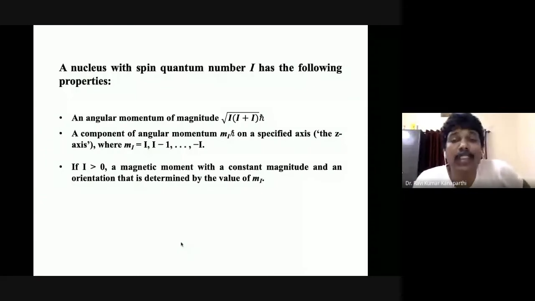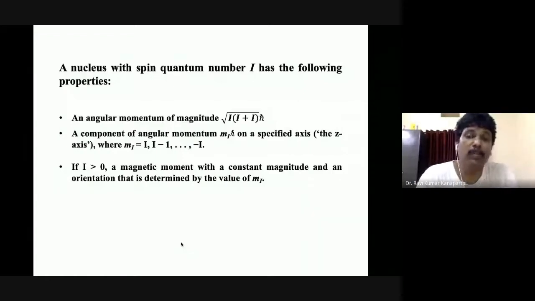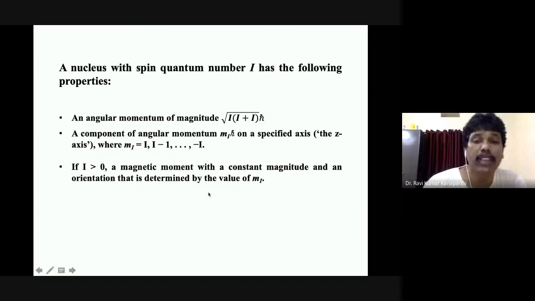However, we cannot determine all the nuclear angular momentum components. Only one of the components can be determined, and that particular component we take, for the sake of convenience, along the z-axis. So mI h cross is the z component of the nuclear angular momentum. This is what we learned in the previous semester, and now you can just recall it. Only this can be measured experimentally, so the other components cannot be measured.